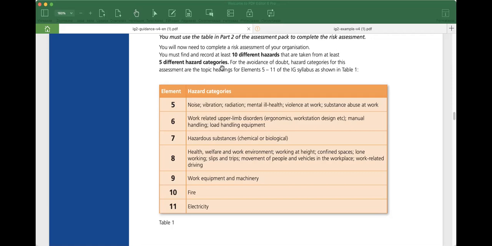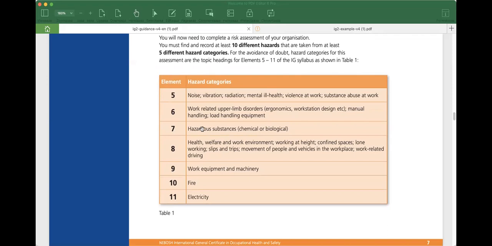If you are not sure about the hazard categories, I can explain it for you. In the IG2 book, from element 5 to element 11, every topic is a hazard category. Like you can see in element 5, noise is a hazard category, vibration is a hazard category, radiation, mental ill health, violence at work, substance abuse at work, all these are hazard categories in element 5.